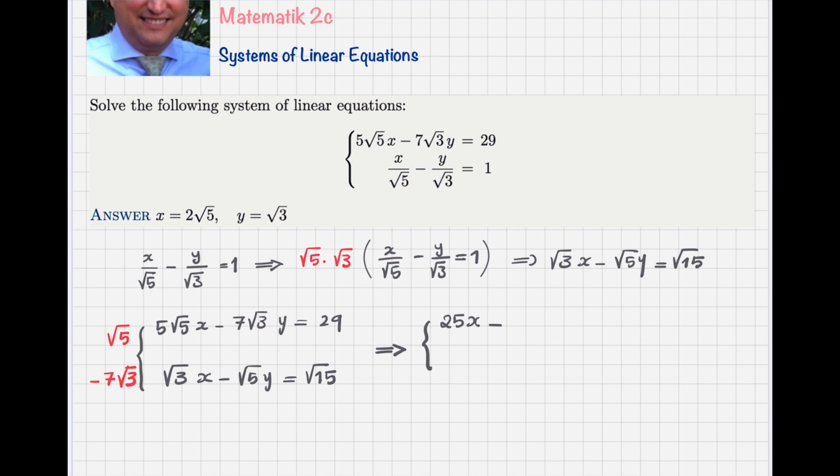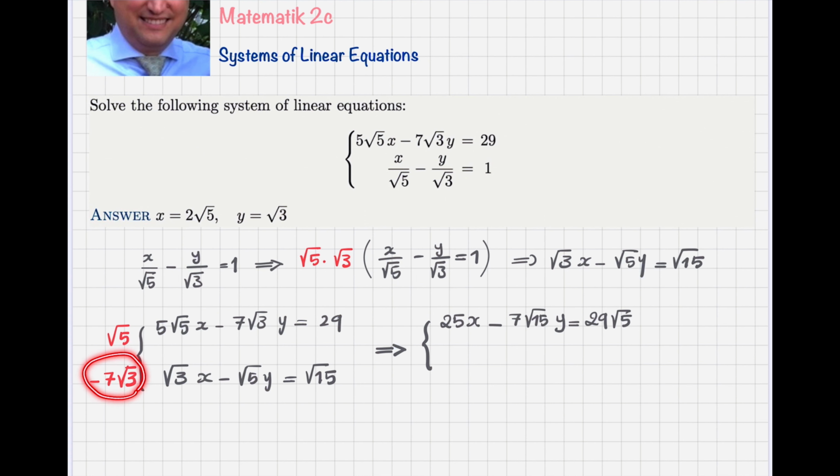So square root of 5 times square root of 3 is a square root of 15. So I will have minus square root of 15y. On the right hand side, I will have 29 square root of 5. Okay? And now let us go here.